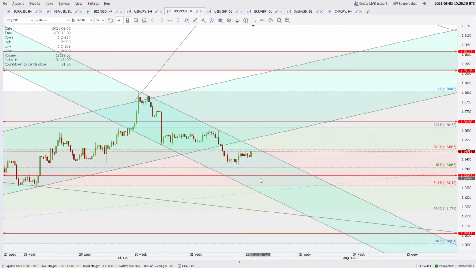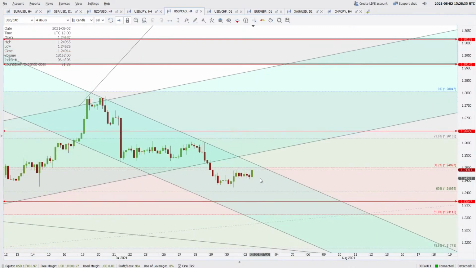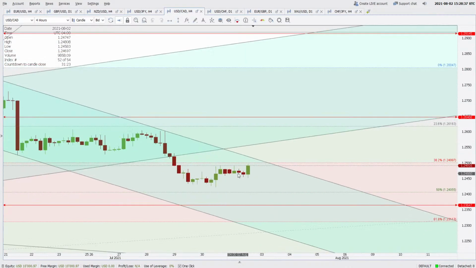But should I open a sell position now? No, because the current candle is a bullish candle, and it has engulfed the previous 24 hours of price action, and it's a bullish engulfing candle.